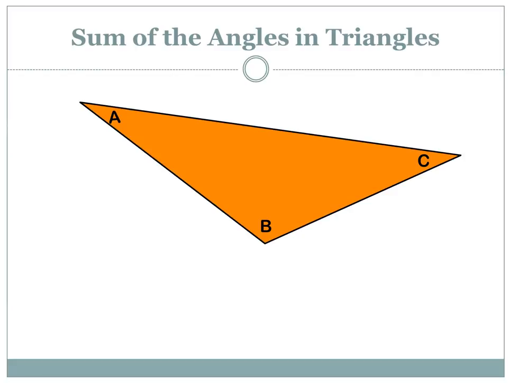As we just discovered, the sum of the angles for all triangles is 180 degrees. Therefore, we know that the result of adding angle A, angle B, and angle C will always equal 180 degrees.